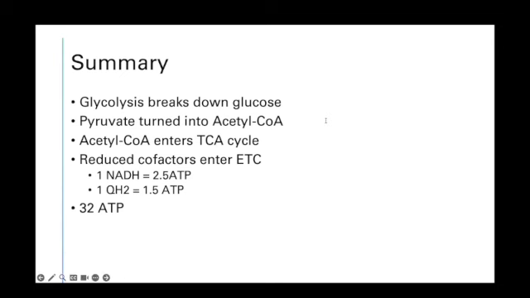So to summarize all of this, glycolysis breaks down glucose, pyruvate is turned into acetyl-CoA. Acetyl-CoA then enters the TCA cycle. We have our reduced cofactors that enter the electron transport chain. We have one NADH that produces 2.5 ATP per NADH, and we have one ubiquinol that produces 1.5 ATP per molecule. So overall, with oxidative phosphorylation and glycolysis under aerobic conditions, we can produce up to 32 molecules of ATP.